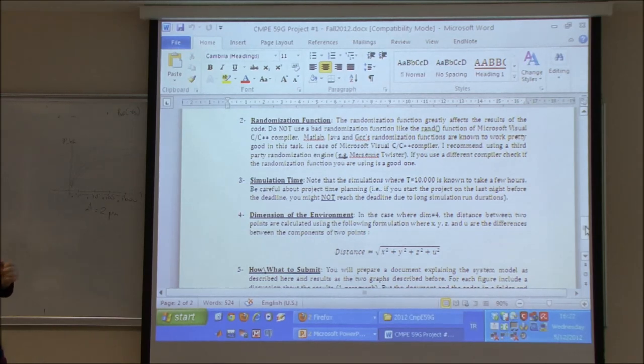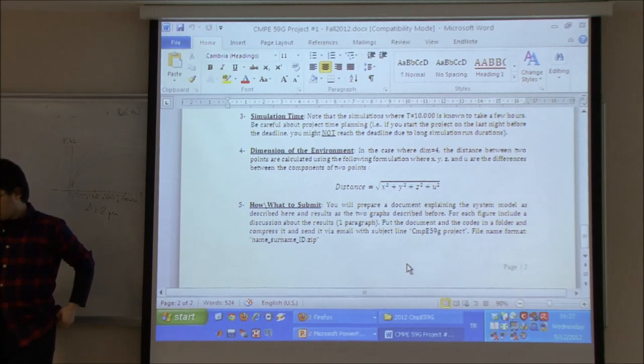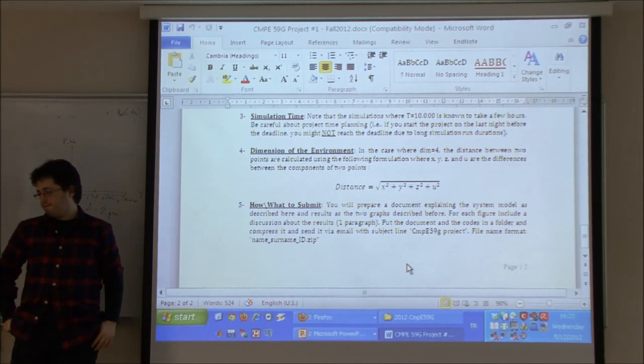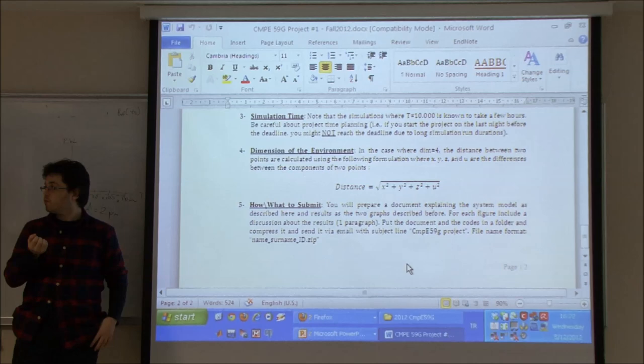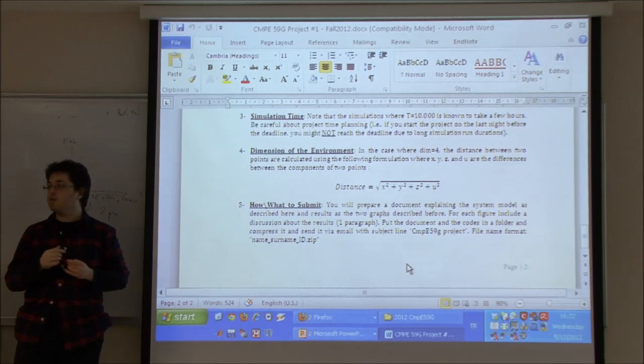How do you submit? You will prepare a document explaining the system model and the graphs you will produce, and one paragraph of discussion about the graphs. You will put the document and the codes in a folder and zip it, and you will deliver it in a soft manner.